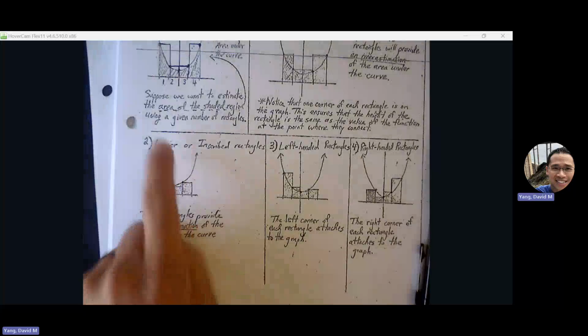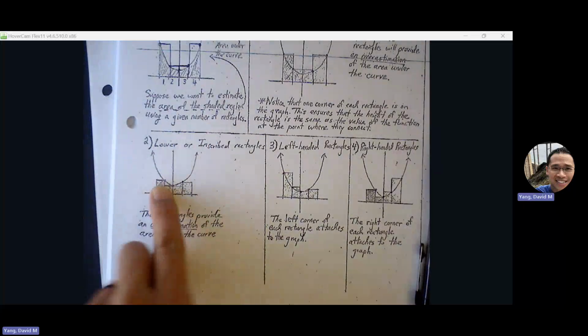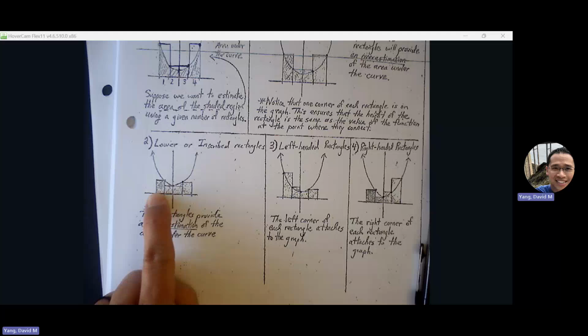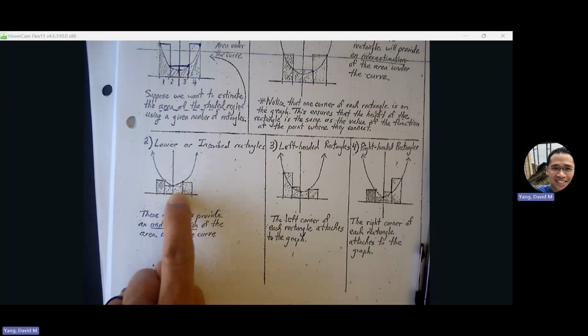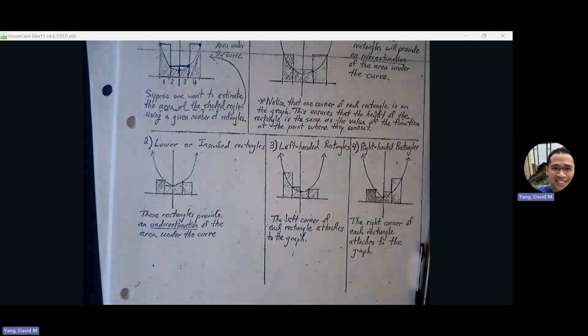Likewise, if I were to choose the lower of the 2 endpoints and attach it to the curve, then I can guarantee that every rectangle I draw is going to be inscribed. If it's inscribed, I can guarantee that whatever the area of these rectangles is, it's going to be smaller than the actual area of my shaded region.